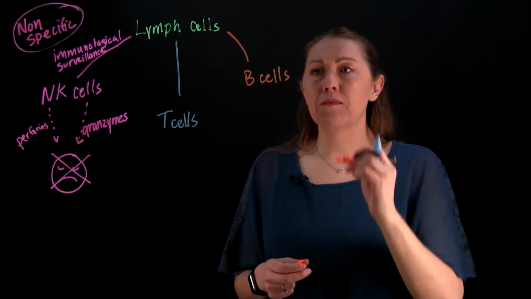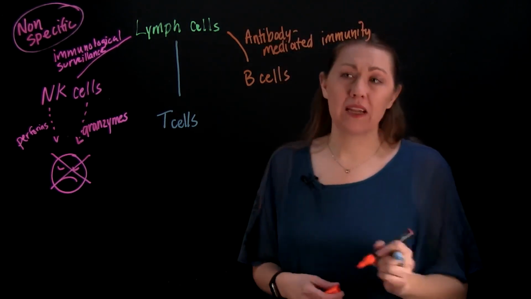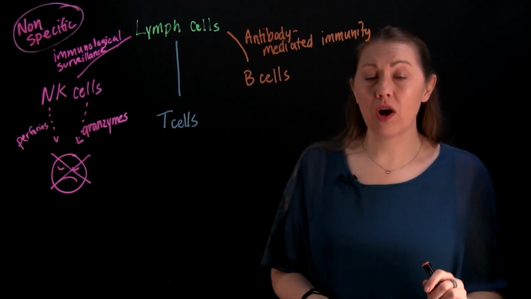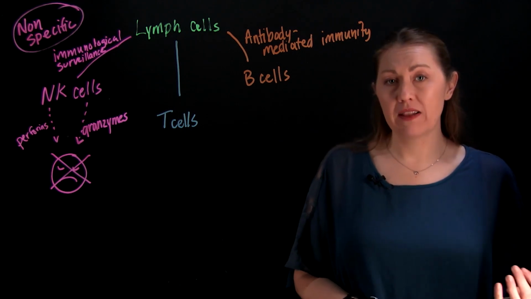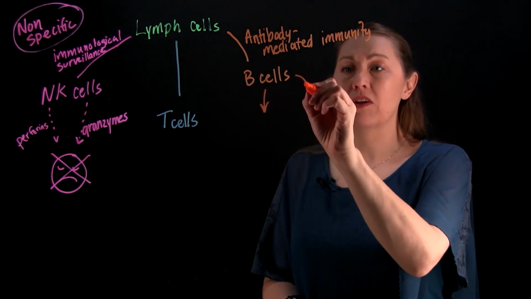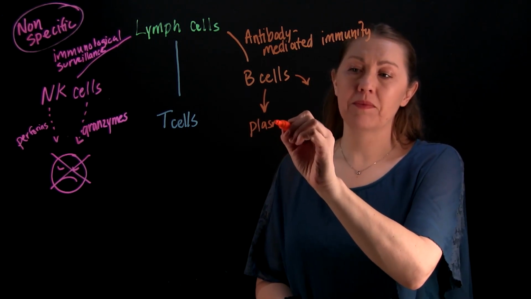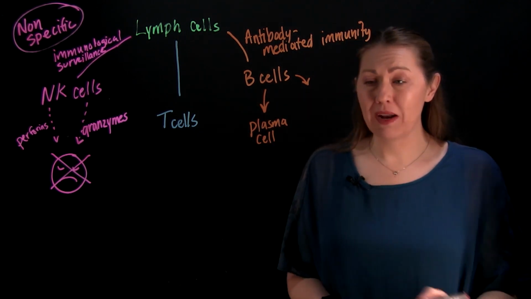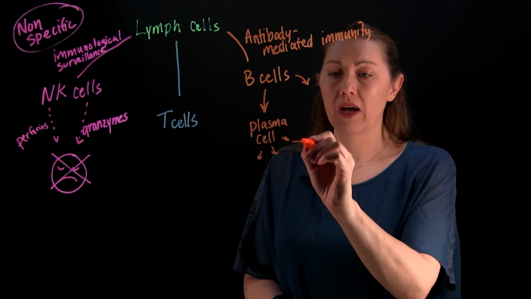With our B cells, we're doing antibody-mediated immunity. Basically the idea here is that these cells, when they run across a pathogen, or if they're notified by something who did find the pathogen, they're going to divide. And when they divide, you're going to make two types. You're going to make a plasma cell, which is basically an antibody factory. So their job is to secrete a whole lot of antibodies.